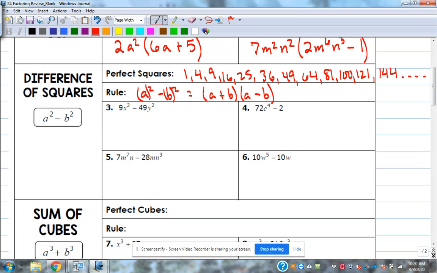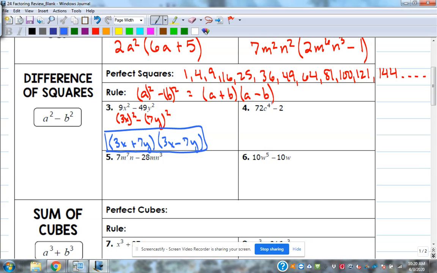Okay, so we still want to look for a GCF if there is one before we do any differences of squares. So we still got to look for that first. So let's look at number 3 here. 9 and 49 don't have anything in common, but I can rewrite this as 3x squared minus 7y squared. So the factored form is going to be 3x plus 7y, 3x minus 7y. And there's the factored form for that.